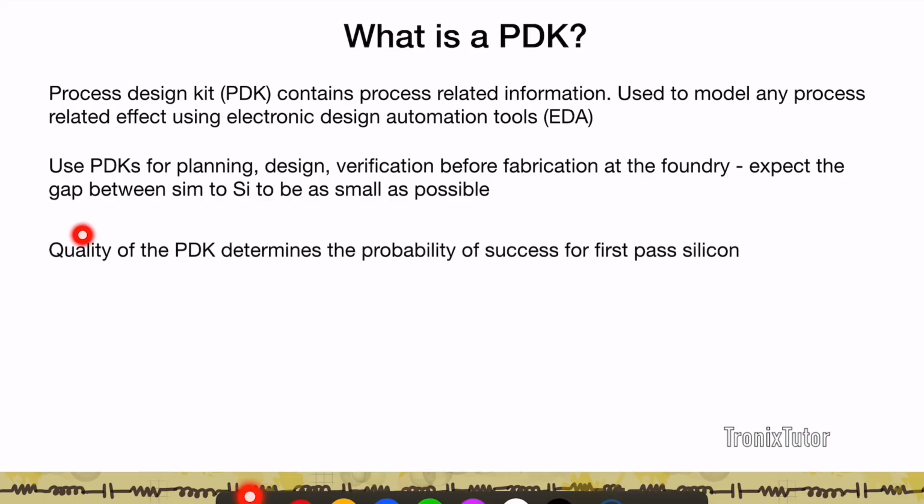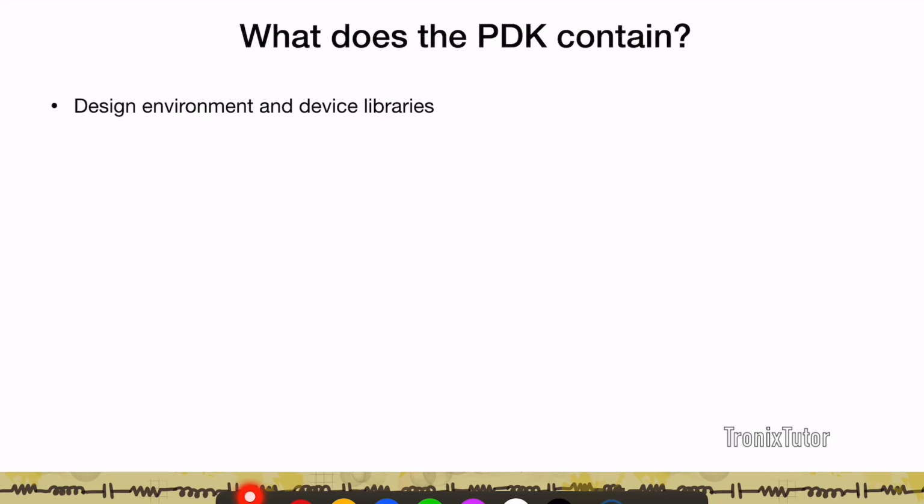And hence it's important that the PDK must be of high quality, because the quality of the PDK is going to determine what success you'd get in the first pass. Remember, yield improvement and process improvement is a continuous improvement process. But what you want is for your first pass silicon to yield. After that, you'll introduce further process improvements and design improvements to improve the yield of your particular product or chip.